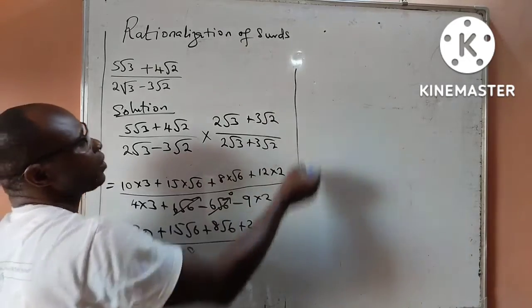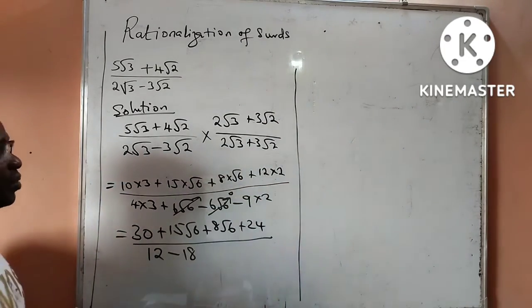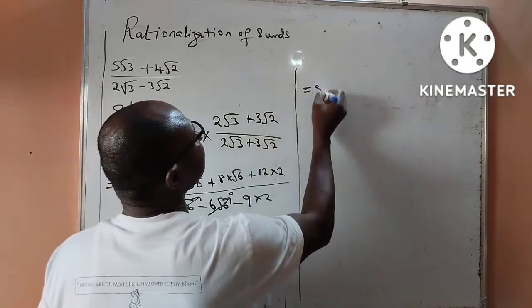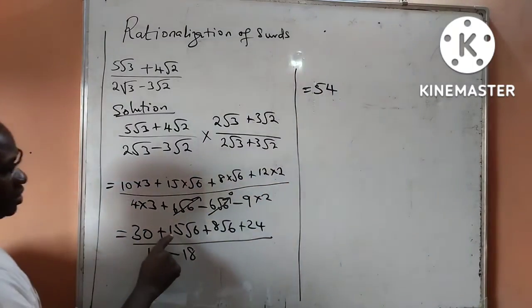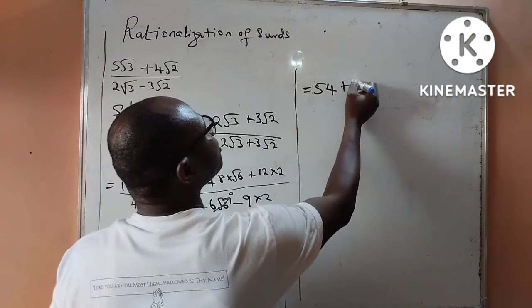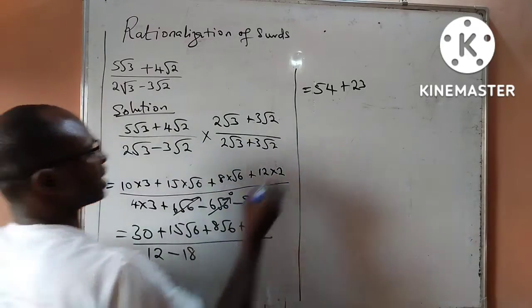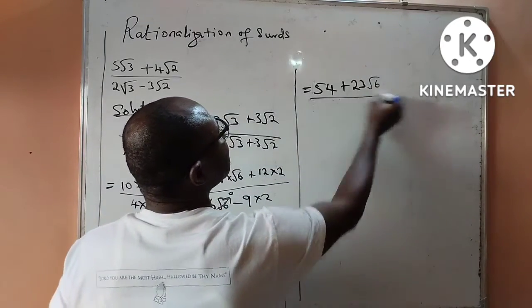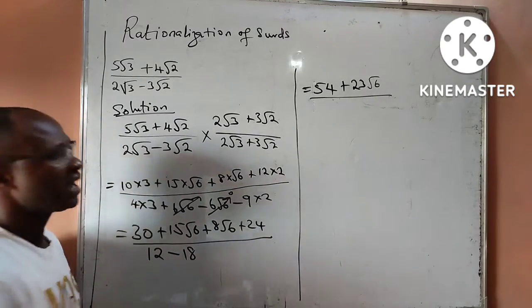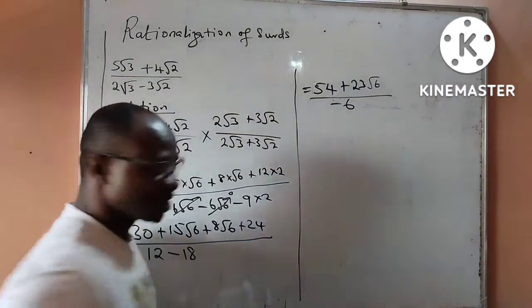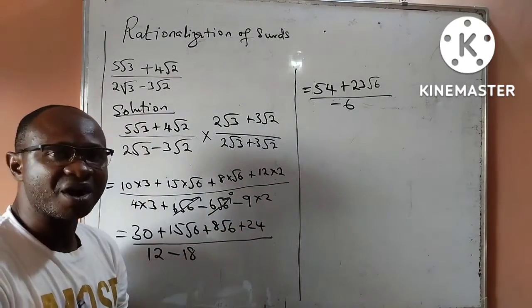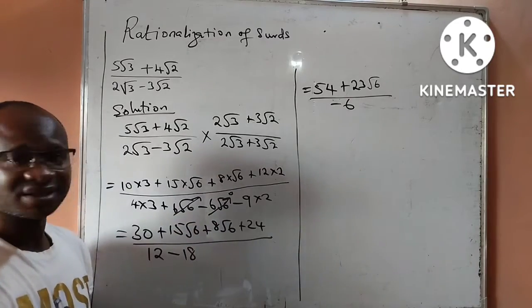So we move forward. At the numerator, what I have now is 30 plus 24 will give me 54. Next, 15 root 6 plus 8 root 6 will give me plus 23 root 6. And at the denominator, what I have is 12 minus 18, and it is going to give me minus 6. Our work is done. We are done. We just rearrange our work, and the result is there for us.